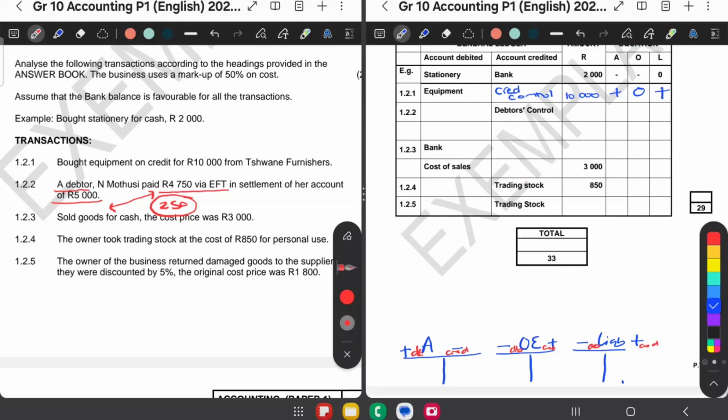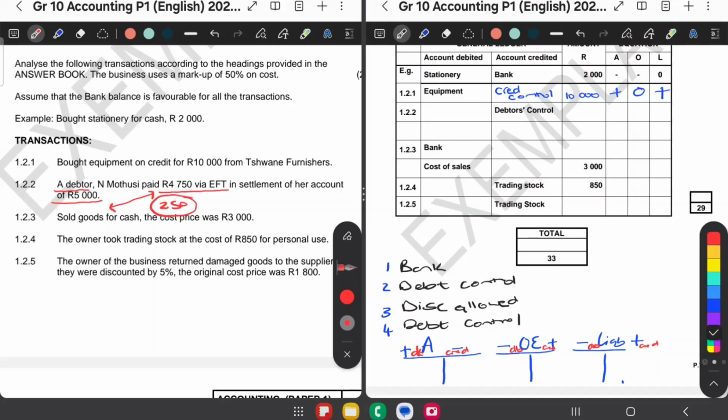Now, we have 4 accounts involved. So 1, 2, 3, 4 accounts. Let's write them down. When the debtor pays us, the accounts involved are bank and debtors control. And whenever you allow a discount to a debtor, it's discount allowed and debtors control.